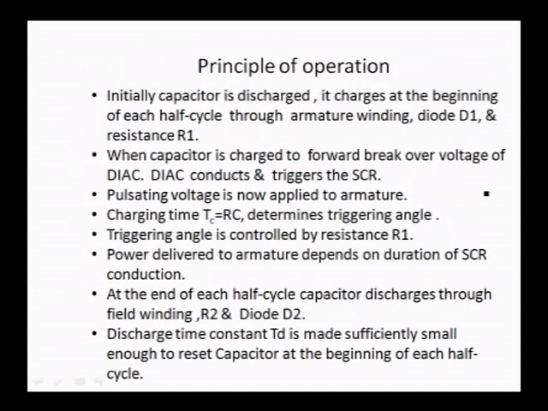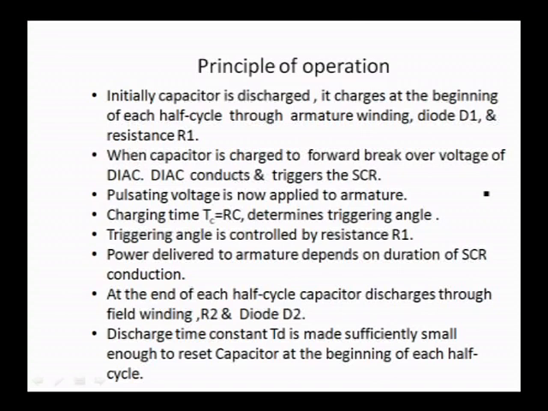Let me summarize the principle of operation again. Initially the capacitor is discharged. It charges at the beginning of each half cycle through the armature winding, diode D1 and resistance R1. When the capacitor is charged to the forward breakover voltage of the DIAC, the DIAC conducts and triggers the SCR. The pulsating voltage is now applied to the armature. The charging time TC determines the triggering angle, which is controlled by resistance R1.